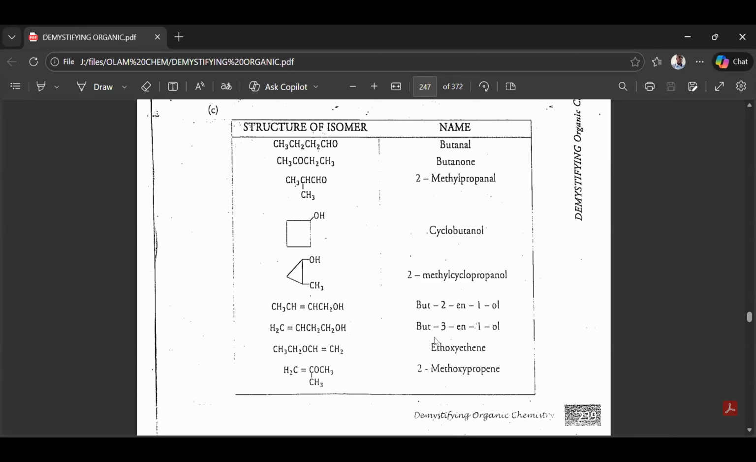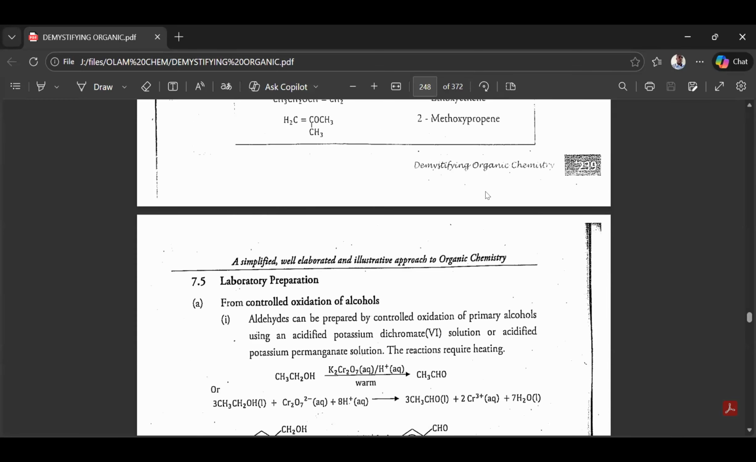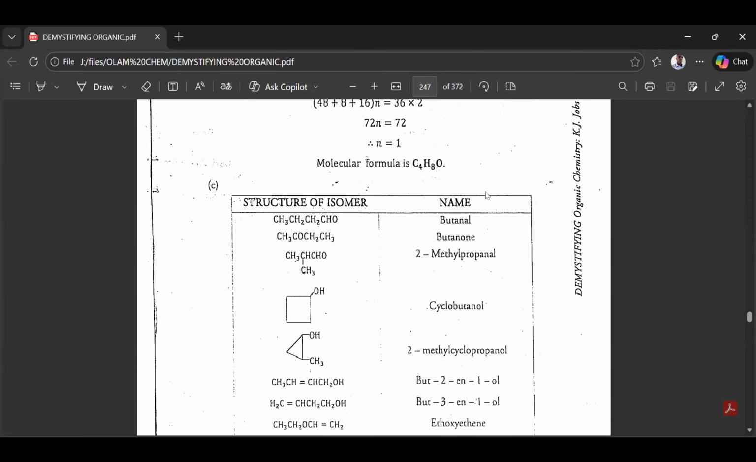So you should be in the know of that. Otherwise, those are some of the isomers you could point out, and you get your scores. Okay, so I hope you have also obtained the same compound, and you have also written some of the similar isomers there. If you have done so, that's well and good.